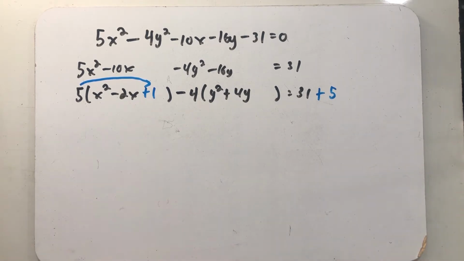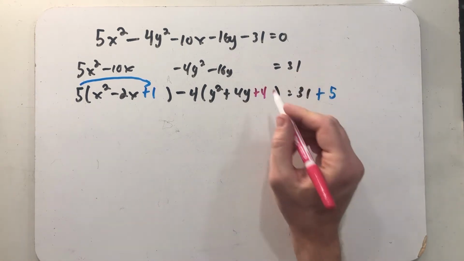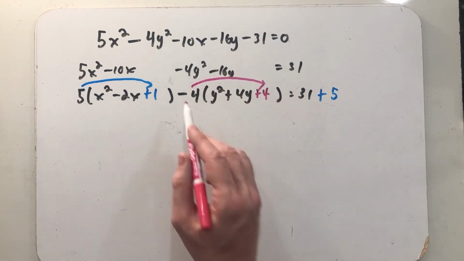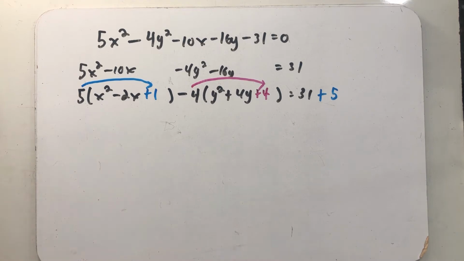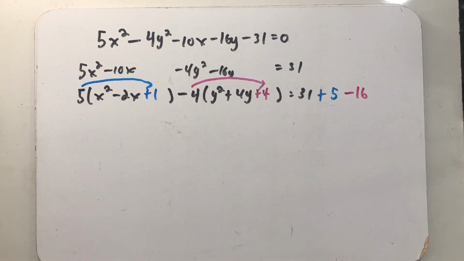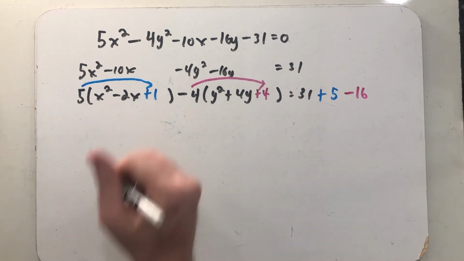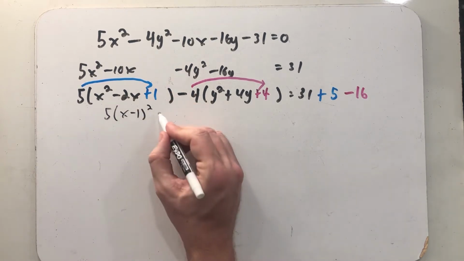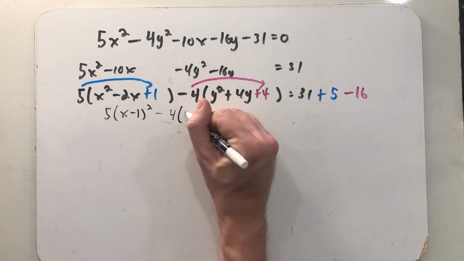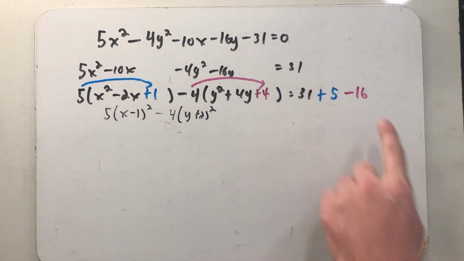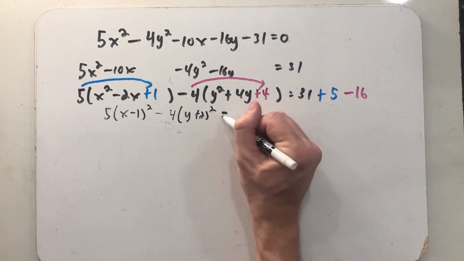All right, on the inside of this other set of parentheses, 4 divided by 2 is 2, squared is 4. So it looks like I've added 4, but I know everything on the inside of that set of parentheses happens the opposite of 4 times, so I'm multiplying by a minus 4. So I really took away 16, so I better do that to the other side as well. Let's see, doing the factoring, I get 5 times x minus 1 all squared minus 4 times y plus 2 all squared. And over there on the other side, I see a 36 minus 16, and that's going to give me a 20.